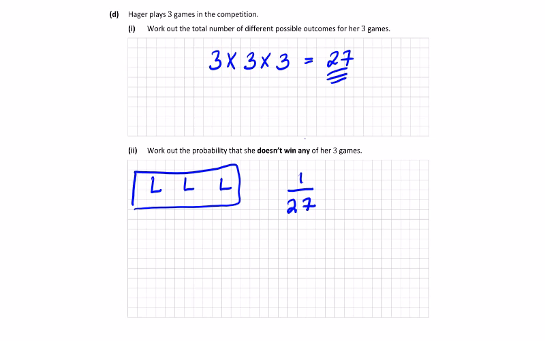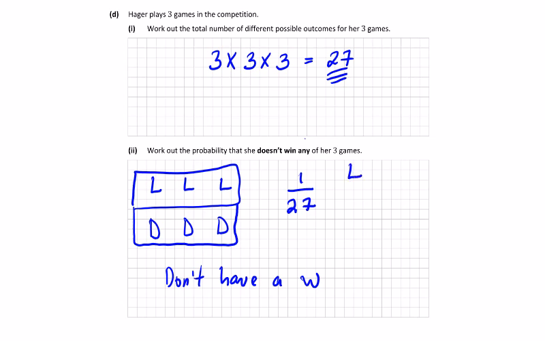But we'd also have to include the draws. We could have draw, draw, draw. That wouldn't be winning any of our first 3 games. So it's a combination of when we don't have a W. So if we look at loss, win, draw, this has a W in it, so it doesn't count. So let's try and list them.